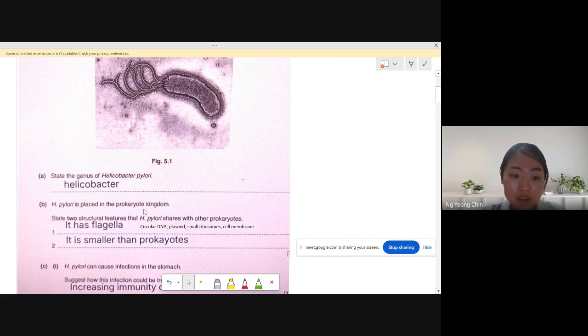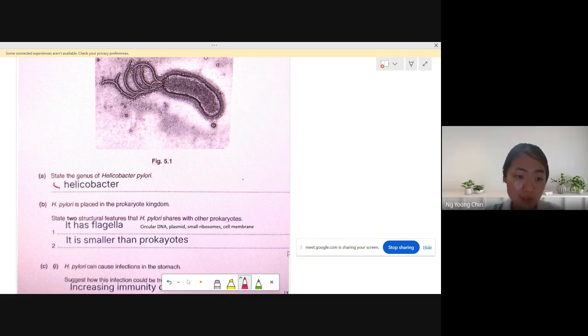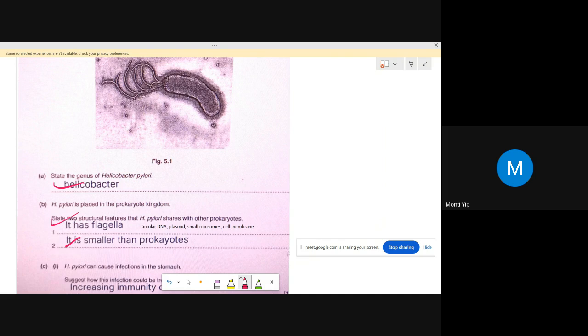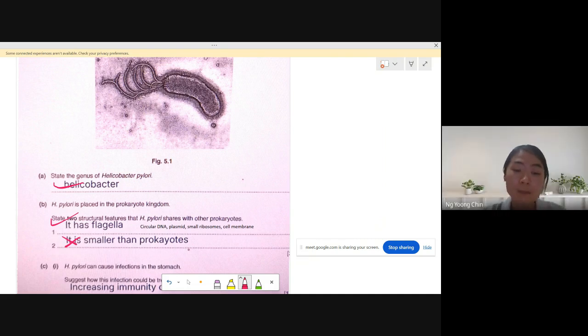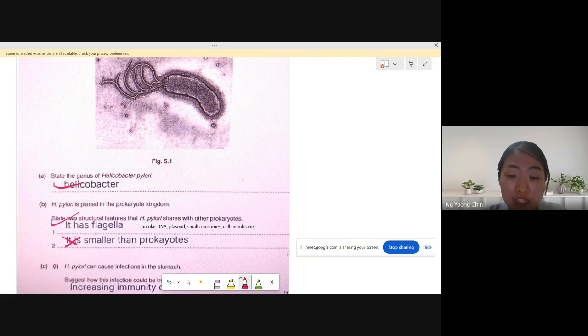They ask you to give the structure of the prokaryotes. So you say that it has a flagella. Yes, that is correct. They have the flagella, but you also wrote that it is smaller than the prokaryote. This is not correct. It is supposed to be bigger than a eukaryote. Even if you write it's smaller than the eukaryote, it's still not acceptable, because when you look at the question, it says to state two structural features that this bacteria shares with other prokaryotes.